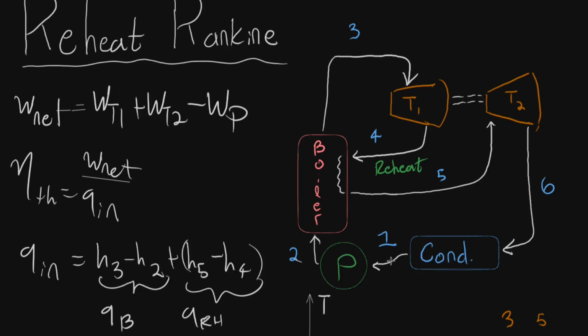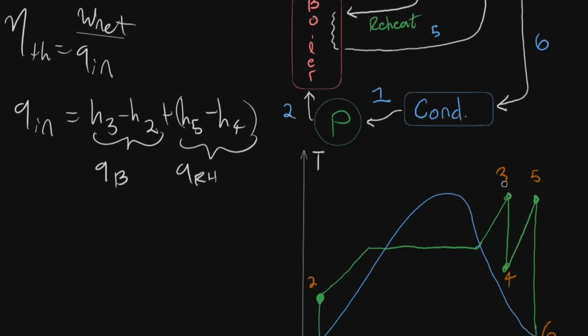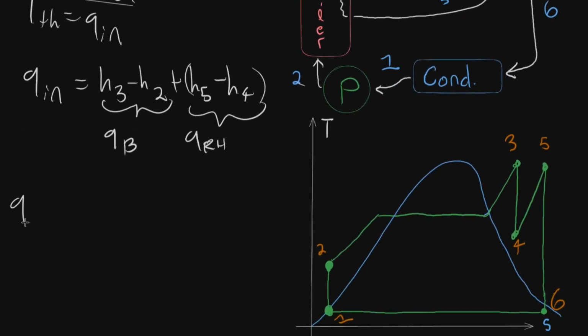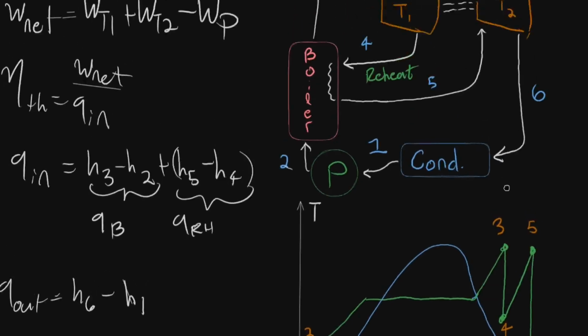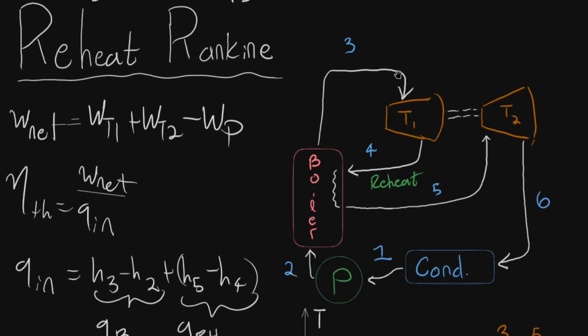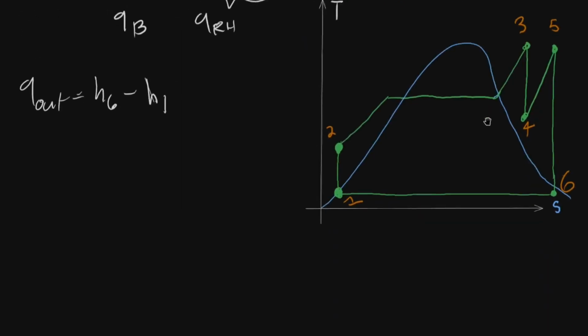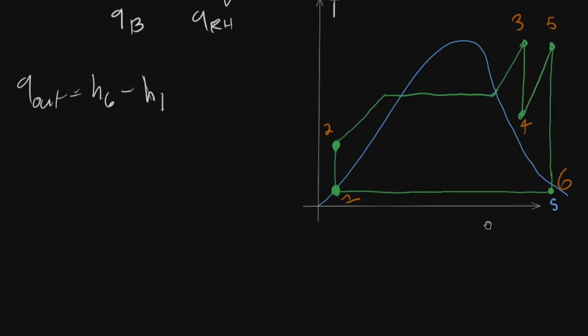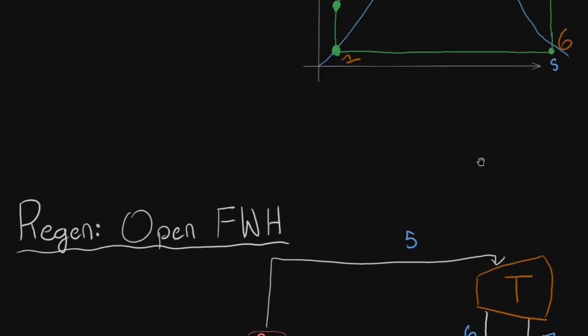Our Q out is just going to be across the condenser, so our Q out is H6 minus H1. And then the work from the turbines, you would just look at H4 minus H3, or H6 minus H5, and then the pump would be 2 minus 1, right? So it's very similar to what we were doing before. Again, we're just looking at applications, certain ways that you could set this up.